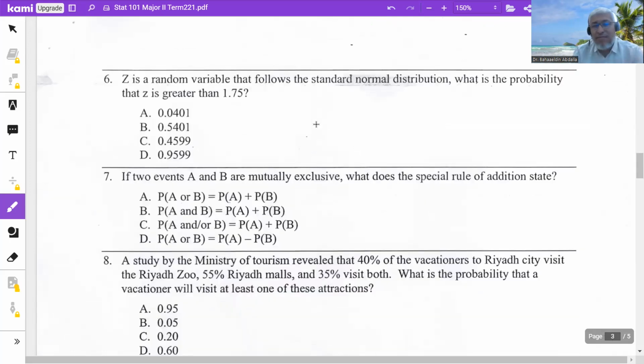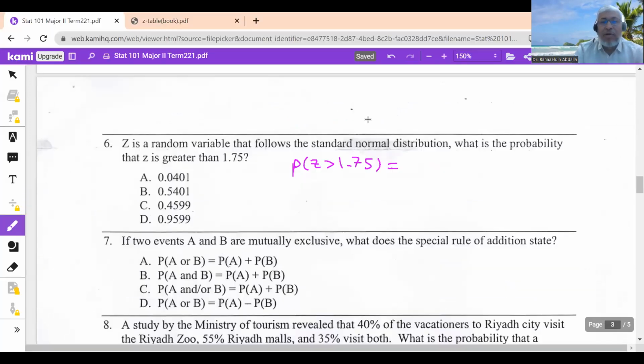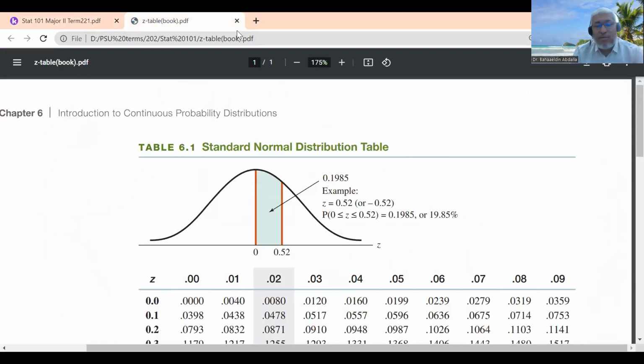Z is a random variable that follows the standard normal distribution. What is the probability that Z is greater than 1.75? So he's asking the probability that Z is greater than 1.75. Well, you can use the table for that, or you can use the calculator. If you use the table, this is the Z table. Notice that we only have the probability between 0 and the Z value.